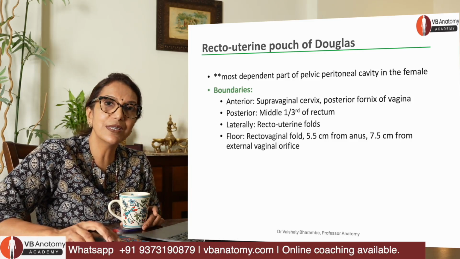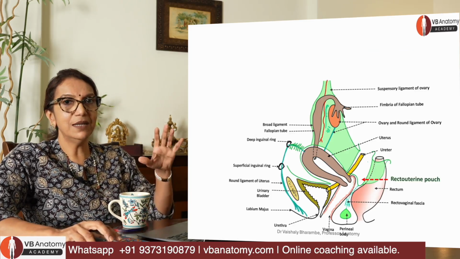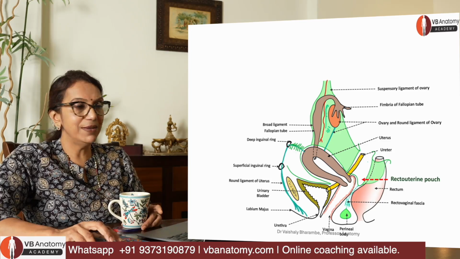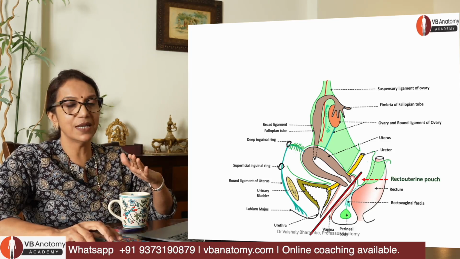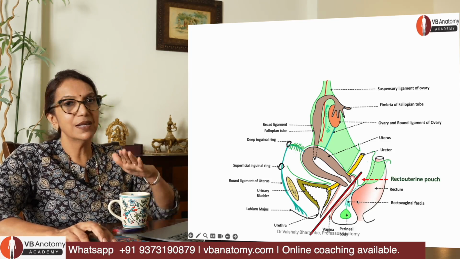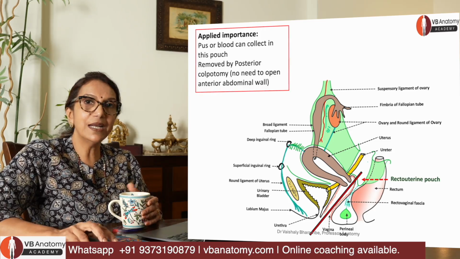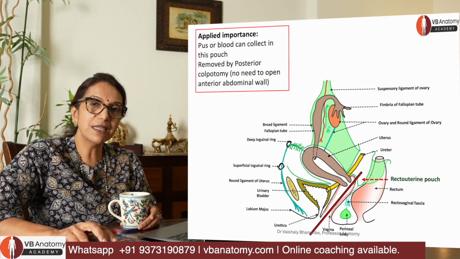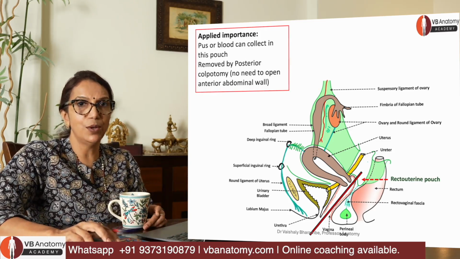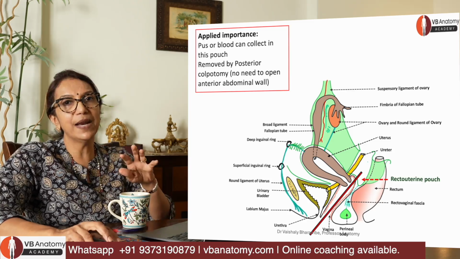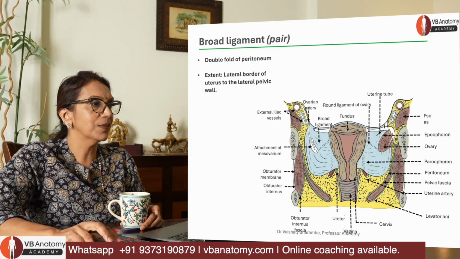Why are these dimensions given and what is going on? So here you are seeing a sagittal section through the pelvis and this is your needle passing through the vagina, through the posterior fornix into the pouch of Douglas, so that any pus or blood that gets collected here can be aspirated without the necessity to open the anterior abdominal wall. So that's why this little bit of anatomy was discussed in a little more detail.